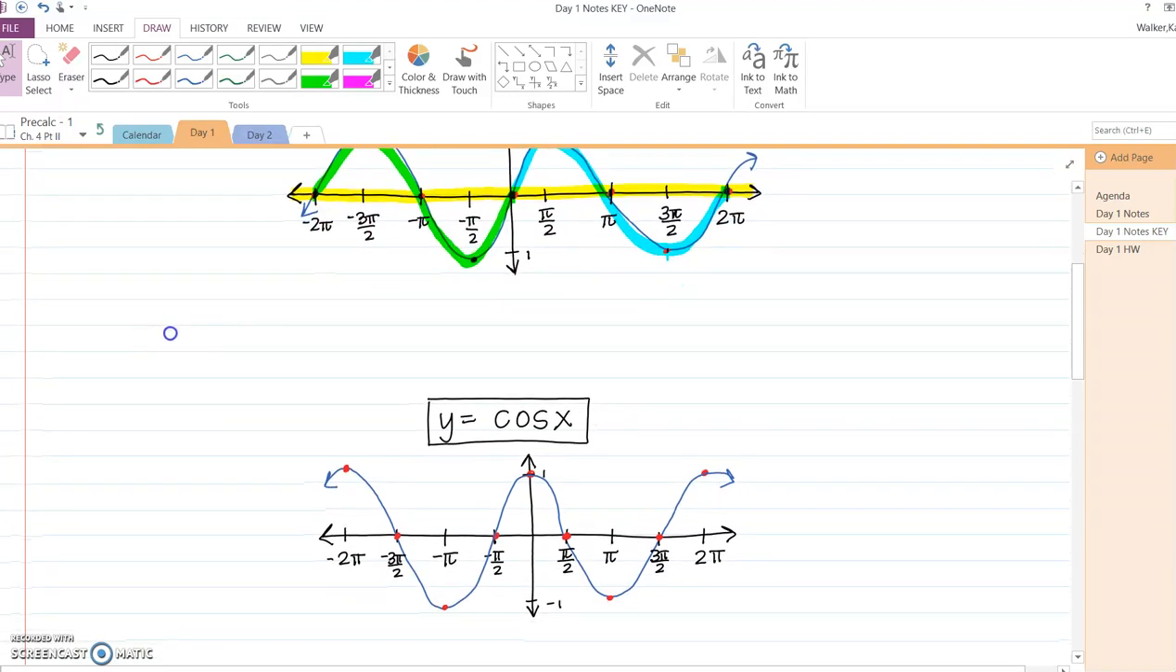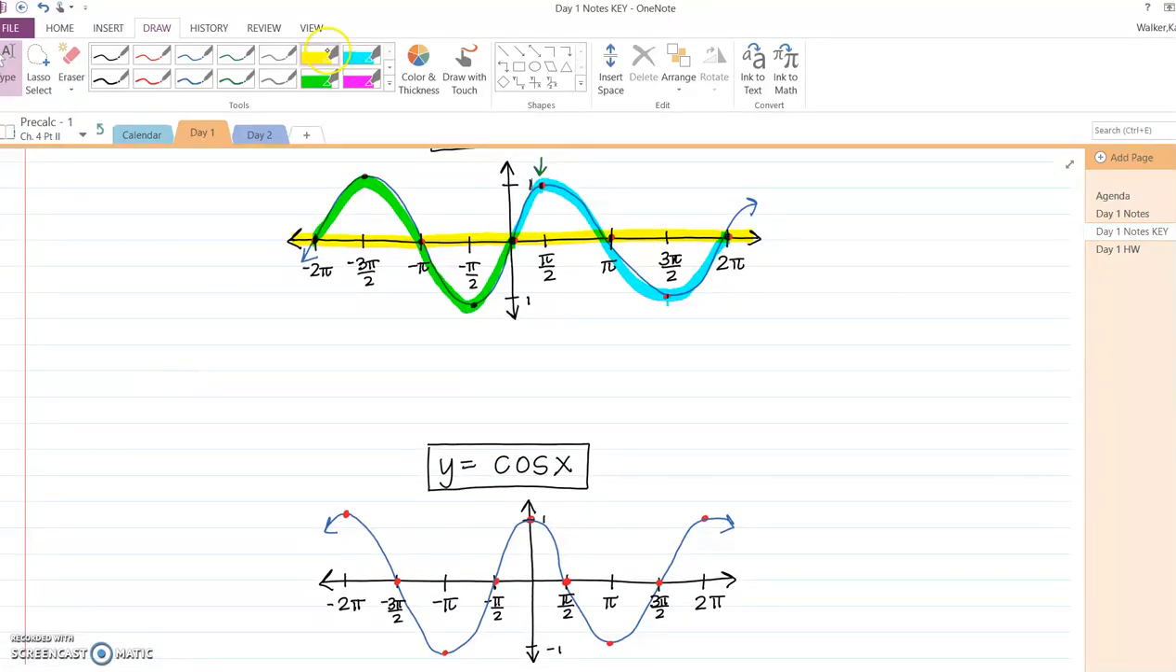Cosine's very similar, except now rather than starting at the origin or starting on the midline, you're starting up at the high point. So my midline is still here, but now I'm starting high.